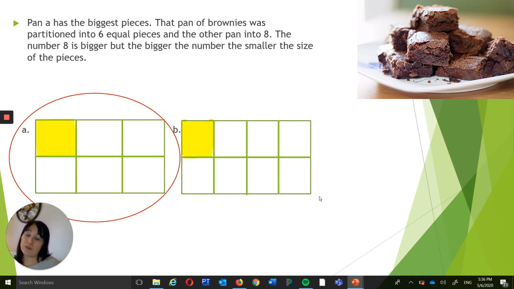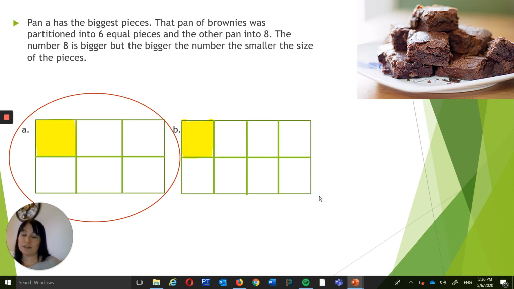So what I wrote is pan A has the biggest pieces. That pan of brownies was partitioned into 6 equal pieces and the other pan into 8. The number 8 is bigger, but the bigger the number, the smaller the size of the piece.